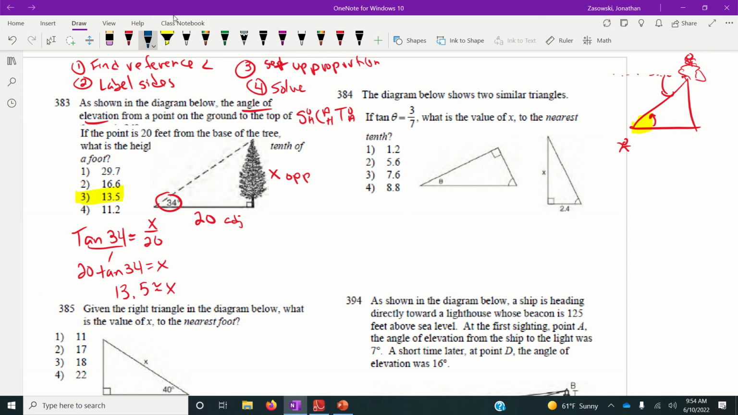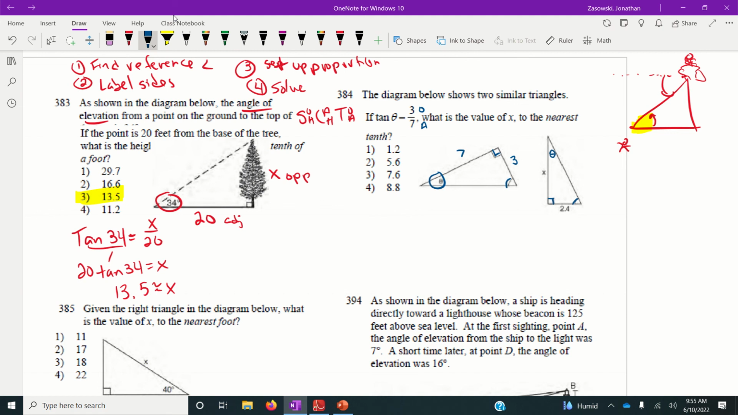Okay, question 384. If the tangent of theta is equal to 3 over 7, what is the value of x to the nearest tenth? So this is a little bit different here. When we look at theta, which is here, once again, we're going to find a reference angle. We're going to label the sides. So the tangent, if you remember, is opposite over adjacent. So the opposite from theta is this side, 3, and the adjacent is 7. All right, now these two triangles, notice, are similar triangles because we have two sets of congruent angles. So theta would be the measure of this third angle over here.